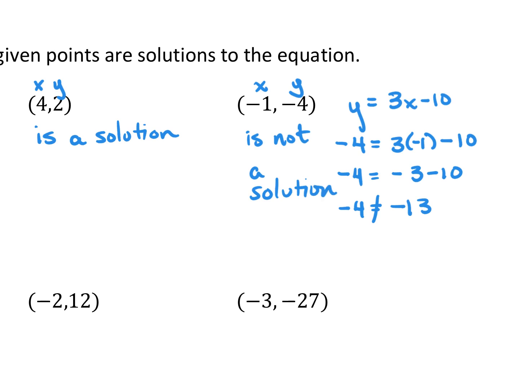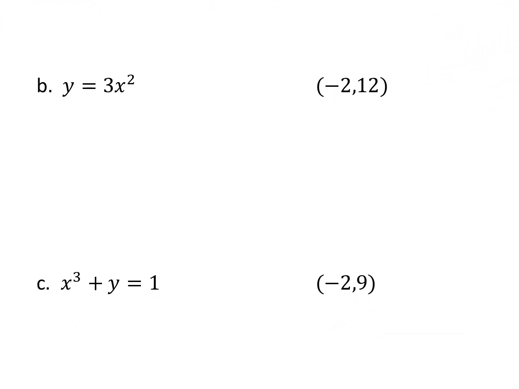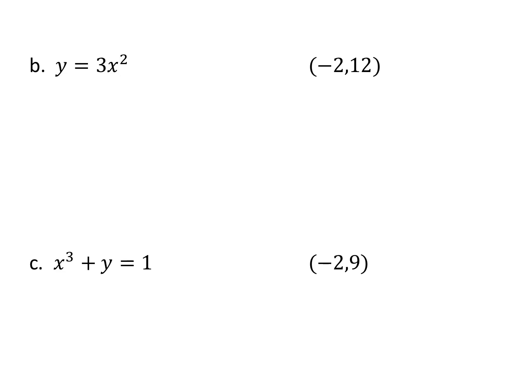All right, so this is an example of a linear equation. And just so you know, this applies to any type of equation. If we come to example B, we have y equals 3x squared. And it's the same thing. So we're going to replace our letters with our numbers. Again, x is -2, y is 12. And if we plug this in, we get 12 equals 3 times (-2) squared.